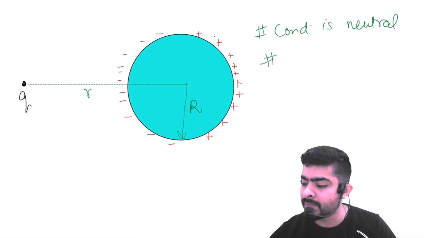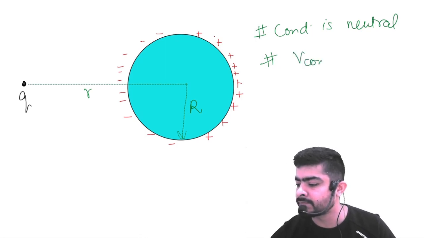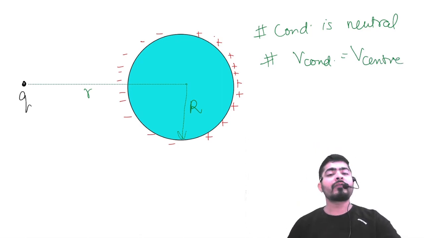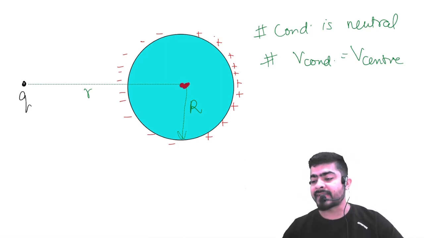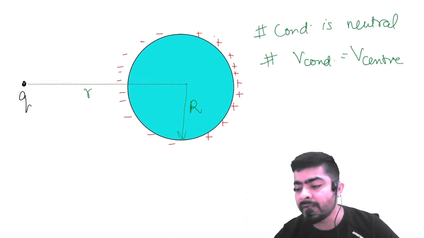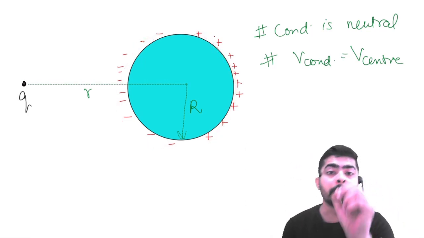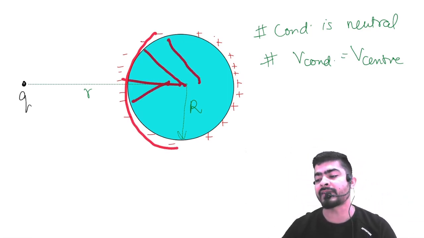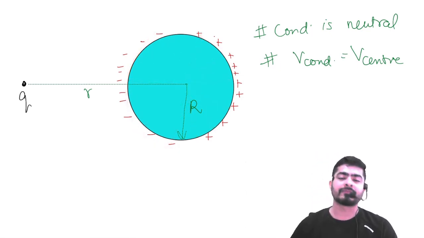So potential of conductor, let me write down V conductor, is also equal to V center, correct? So if I am able to find the potential of the center, my problem is solved. Let's see. At the center, potential due to this q charge will be kq by R. But this negative charge will also create some potential, this positive charge will also create some potential. But the negative charge is all equidistant from the center. Positive charge is also equidistant from the center.